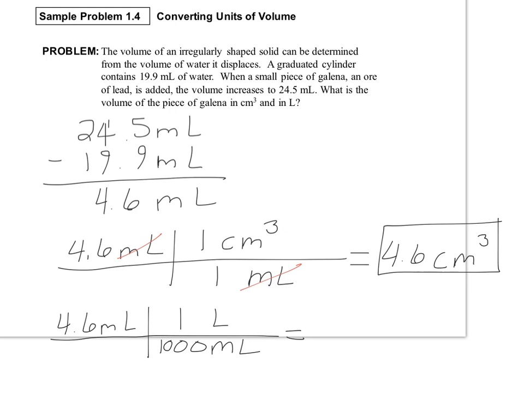Now let's check my units to see if I'm going to be left with what I'm looking for. I have milliliters in the top of my T divided by milliliters in the bottom of my T. Milliliters divided by milliliters is going to equal 1. They're going to cancel. I'm going to be left in units of liters. So let me write that over here. And now I can do my math. I'm going to have 4.6 times 1 divided by 1,000, and that's going to be 0.046 liters. Let me put a box around that.